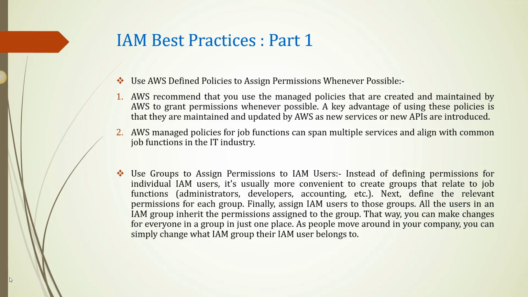Fourth best practice of IAM is use groups to assign permission to IAM users. Instead of defining permission for individual IAM users, it's usually more convenient to create groups that relate to job function. For example, administrator group, developer group, accounting group. Next, define the relevant permission for each group. Finally, assign IAM users to those groups. All the users in that IAM group inherit the permission assigned to that group. That way, you can make the changes for everyone in a group in just one place. As people move around in your company, you can simply change what IAM group their IAM user belongs to.